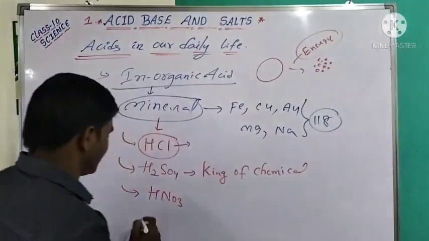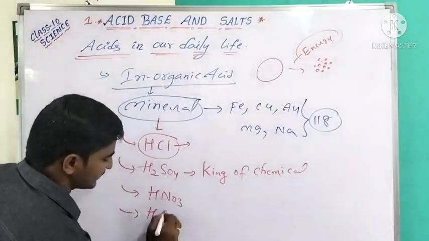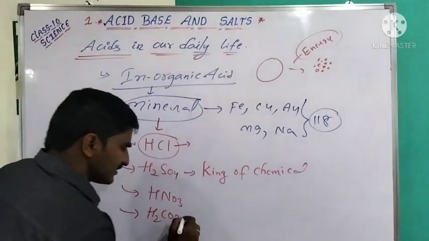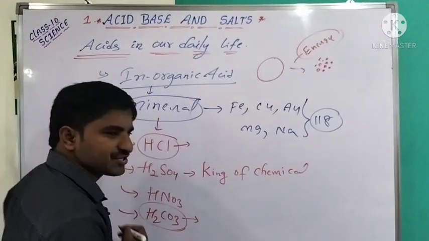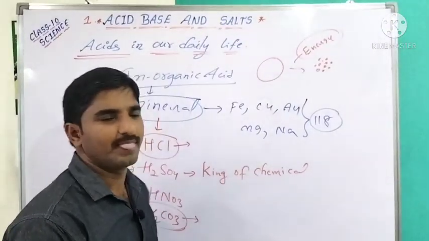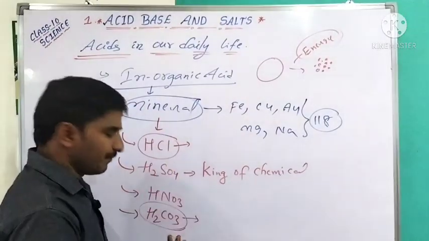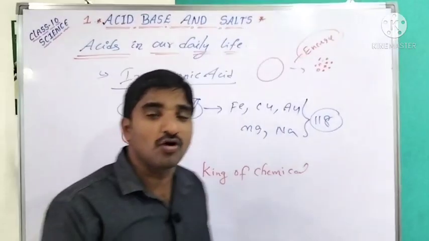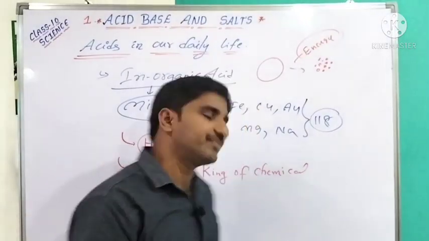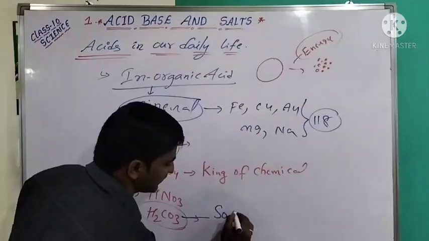So these are called inorganic acids. For example, carbonic acid, H2CO3. Sir, this carbonic acid is not that much of a danger. Why? Generally, hydrochloric acid, sulfuric acid and HNO3 are dangerous. But carbonic acid is present in soft drinks.